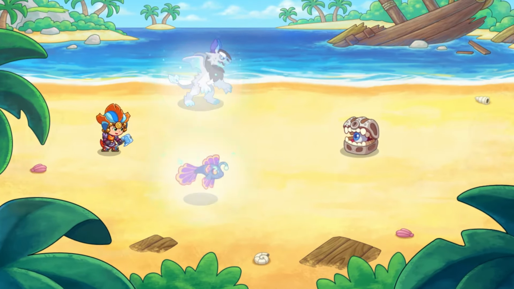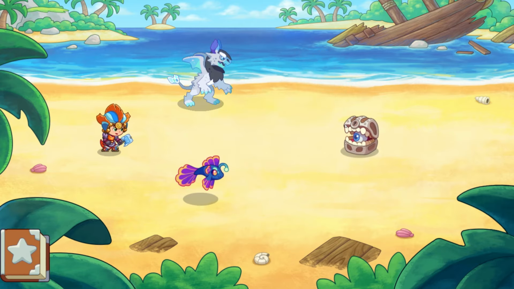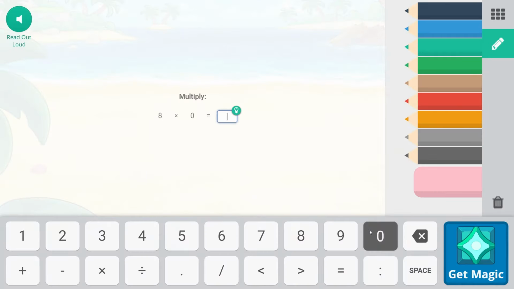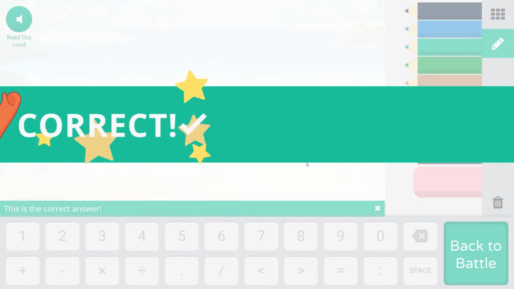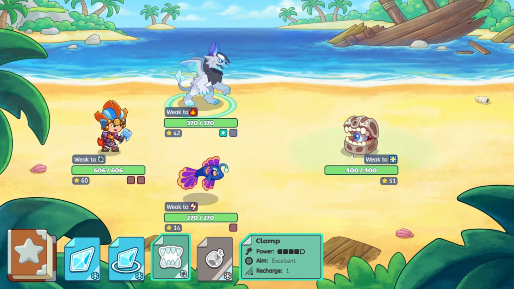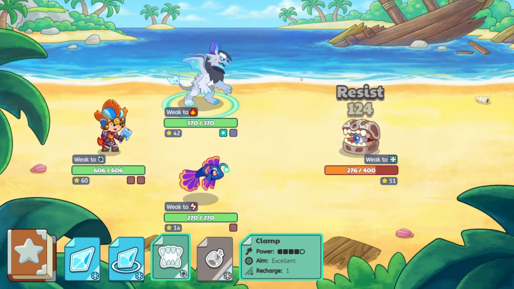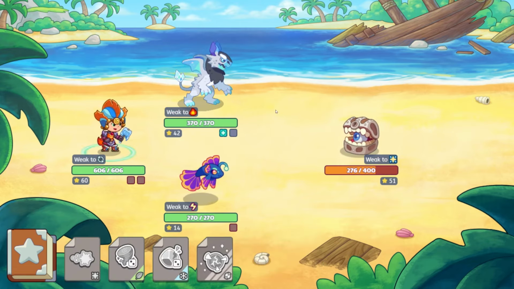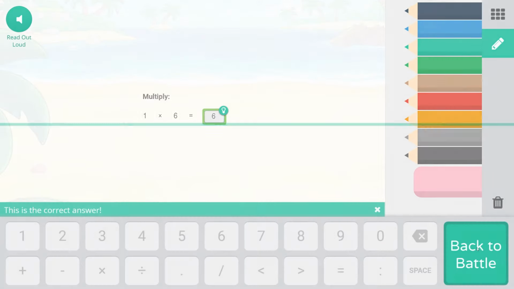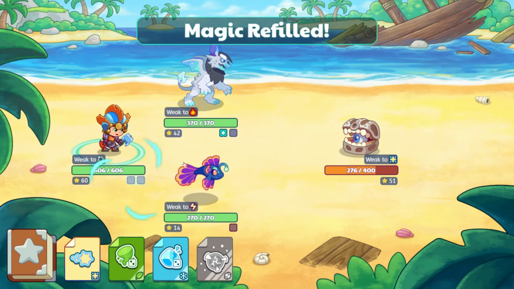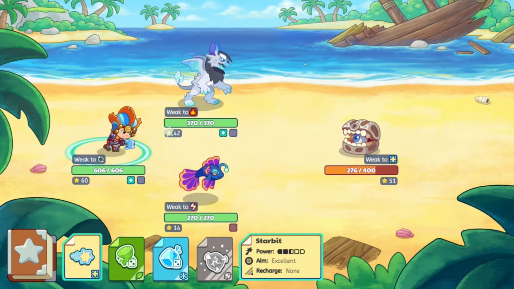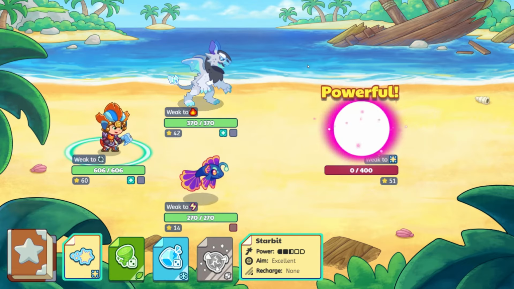All right, so we got a mimic instead of the chest. 8 times 0 is 0. And we'll clamp on you. I'm pretty sure that's weak, but it's a pretty powerful attack. 1 times 6 is 6. And Starbit, I don't think it's enough. We'll have to see, though. It is. Nice.